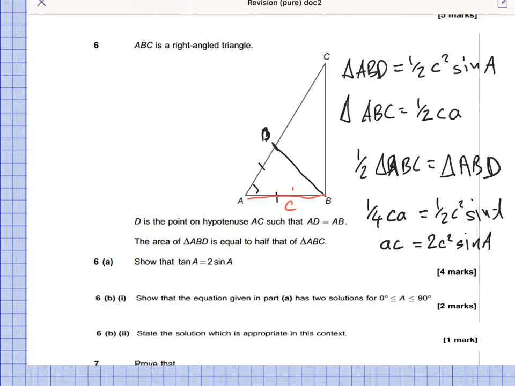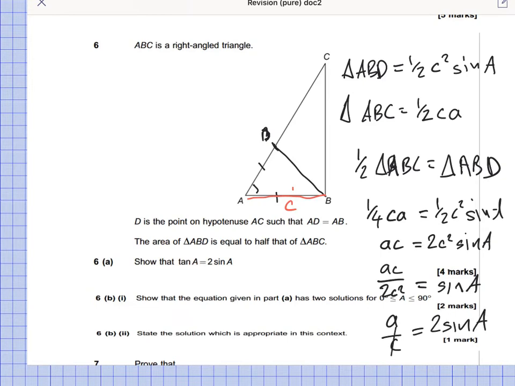This is starting to look like what we wanted. Let's divide both sides by 2C squared. So AC over 2C squared equals sine A. This is good presentation. And then next we will cancel. That'll give us, I didn't mean to divide by the 2. I only want to divide by C, so I'll times both sides by 2 and divide through. That gets me A over C equals 2 sine A.